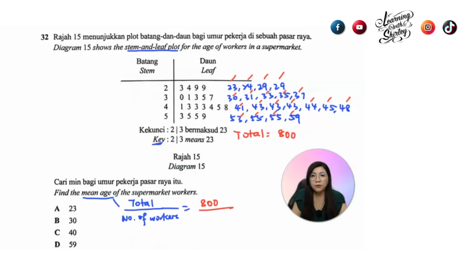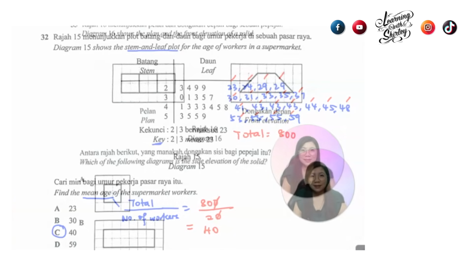Okay, so we have here 1, 2, 3, 4, 5, 6, 7, 8, 9, 10, 11, 12, 13, 14, 15, 16, 17, 18, 19, 20. So there are 20 workers here. So divided by 20. Okay, we can cancel out top and bottom. So 80 divided by 2 is 40. Okay, 40. So let's look at the options. A, B, C, D. And the answer is C.